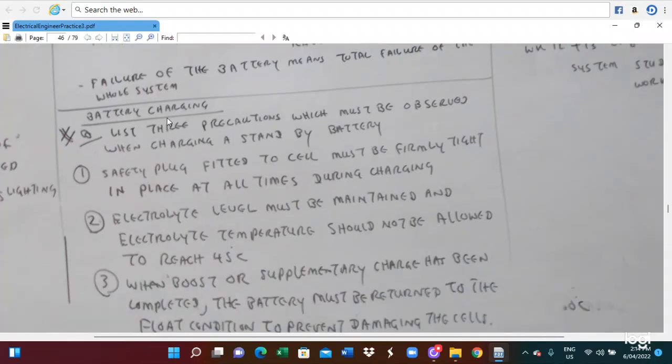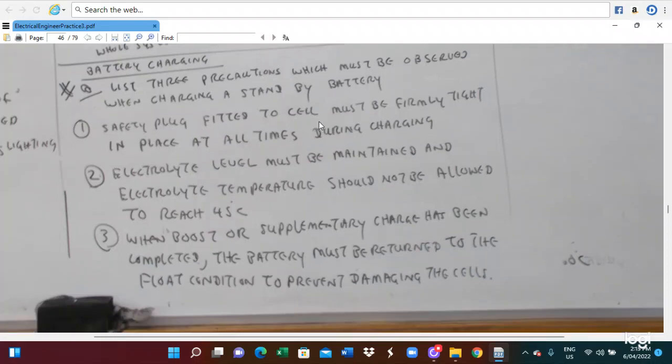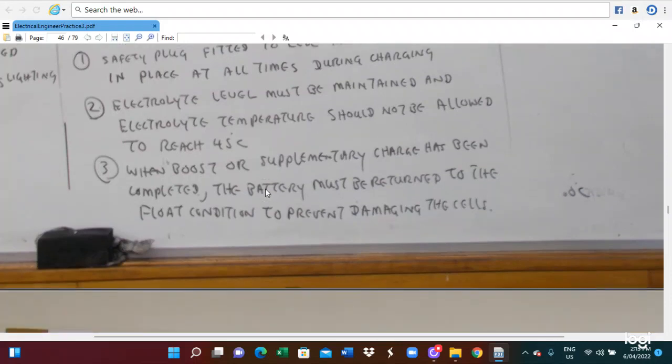The next one is battery charging. These are three precautions which must be observed when charging a standby battery. The safety plug fitted to the cell must be firmly tight in place at all times during charging. The electrolyte level must be maintained and the electrolyte temperature should not be allowed to reach 45 degrees centigrade. When the boost or supplementary charge has been completed, the battery must be returned to the float condition to prevent damage to the cells.